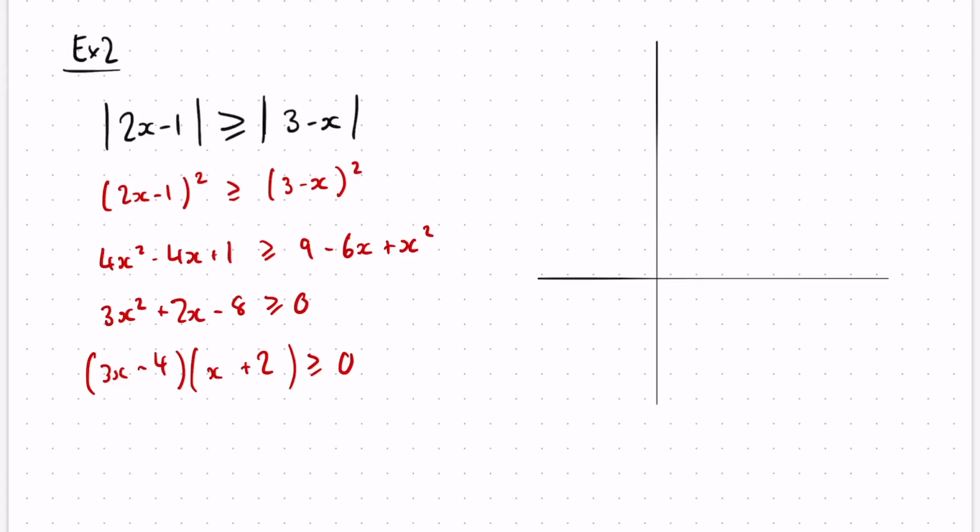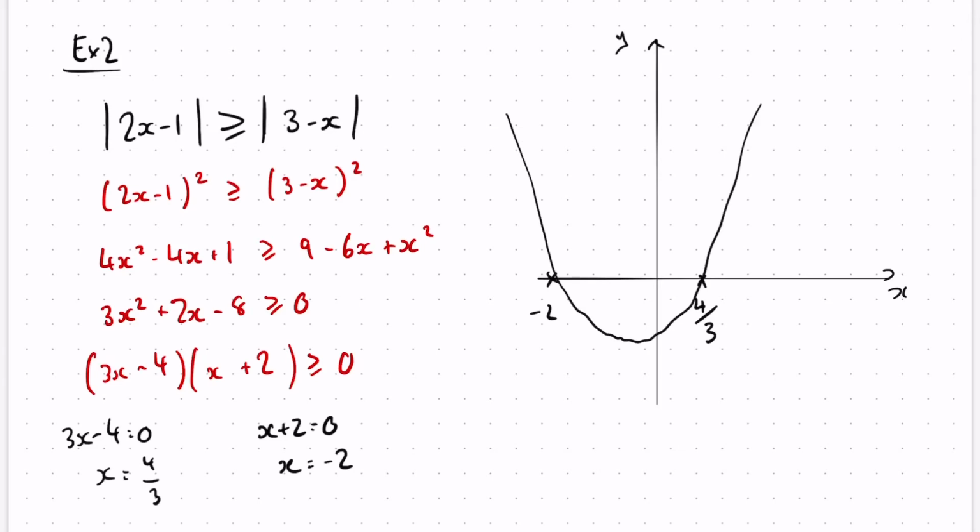Well, x, y. I know if I was to say this is equal to 0, 3x minus 4 is equal to 0, then x would be 4 over 3, so that would be one of my intercepts. And then the other one would become x plus 2 is equal to 0, so x equals minus 2, so that's going to be my other intercept, which is on the other side. Okay, and it's a positive quadratic graph, so it's going to look something like that. Well, something a bit better than that, but something like that.